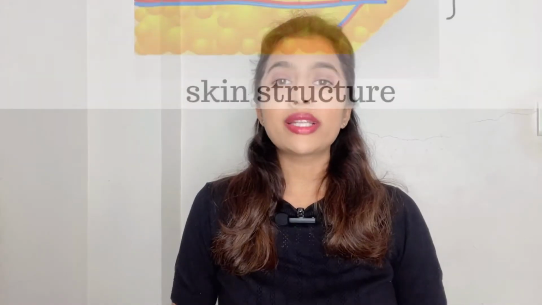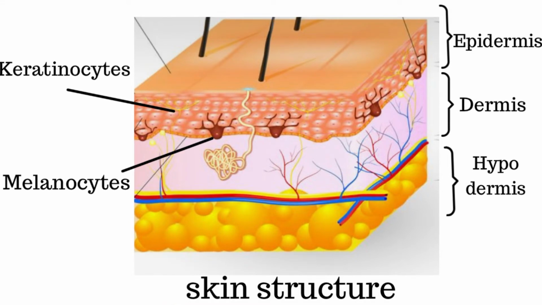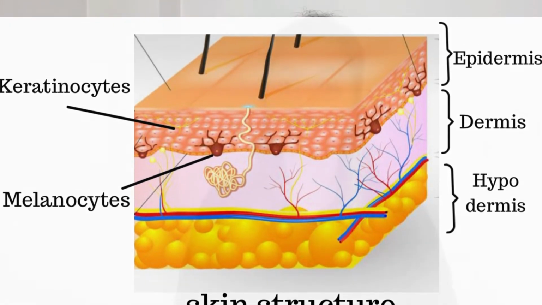Now, to understand how the production of melanin happens, I am taking you to the basics of skin structure. Now you can see the structure of the skin, and it has three layers. First, the outermost layer is the epidermis, then the dermis and hypodermis. The epidermis has two types of cells, keratinocytes and melanocytes. The melanin is produced by the melanocytes, and the process by which melanin is produced is called melanogenesis. These melanocytes are located at the base of the epidermis.